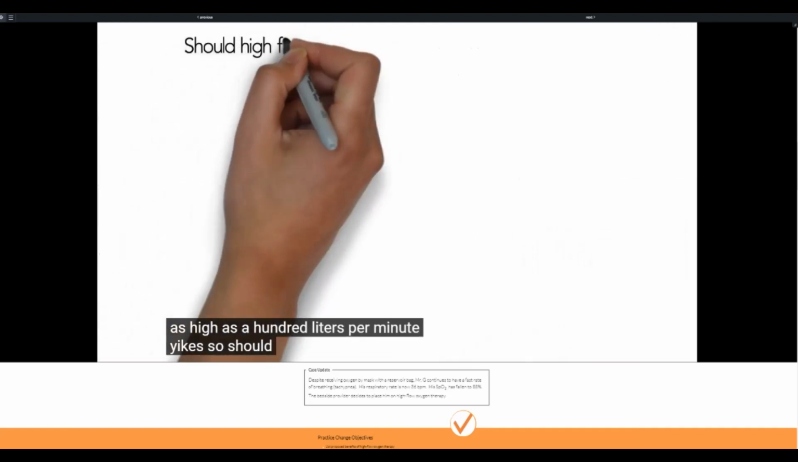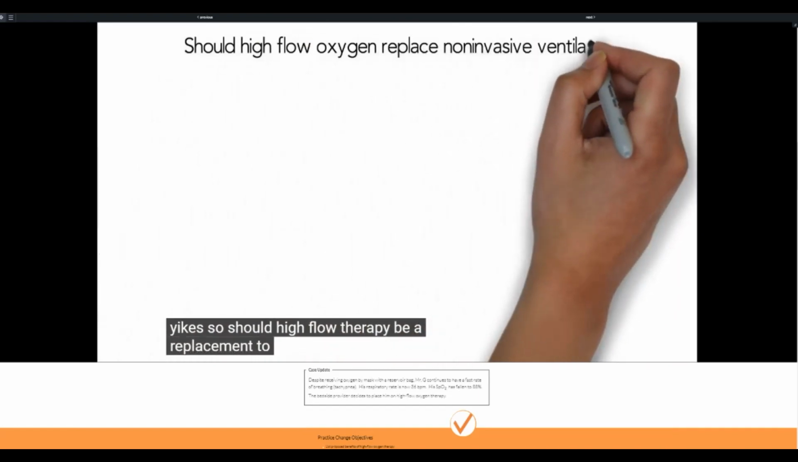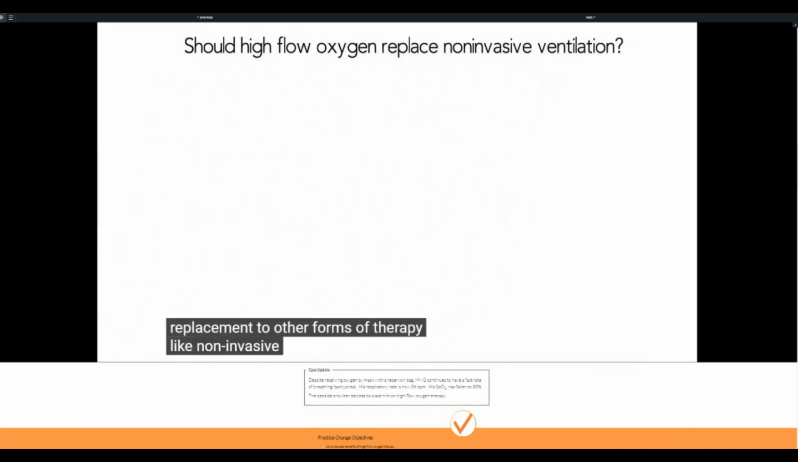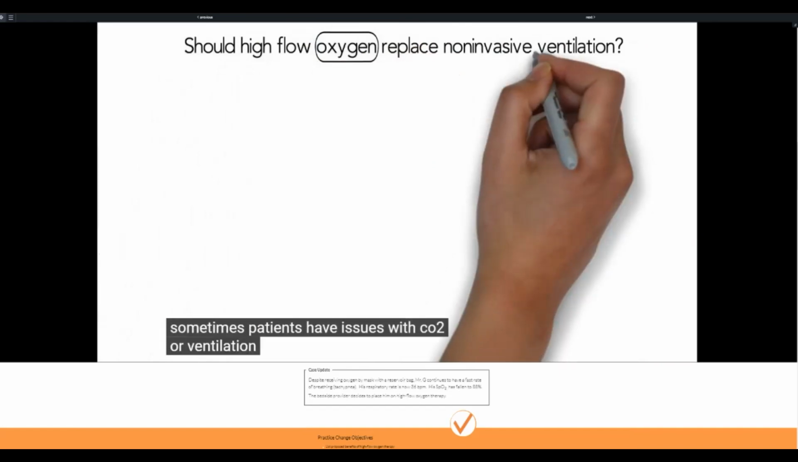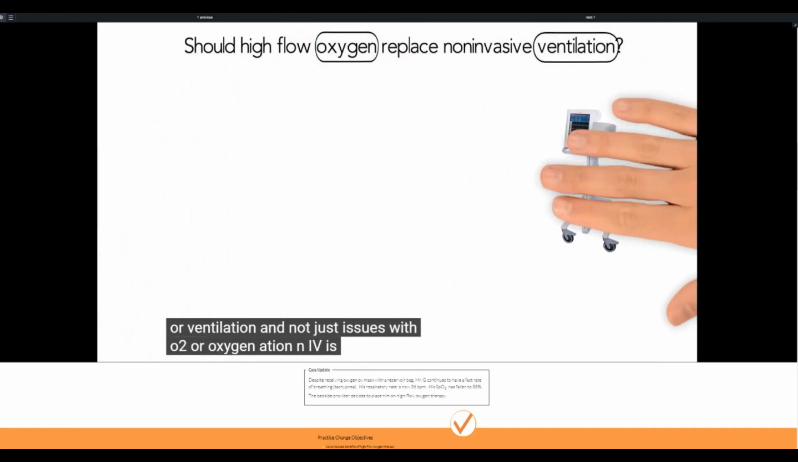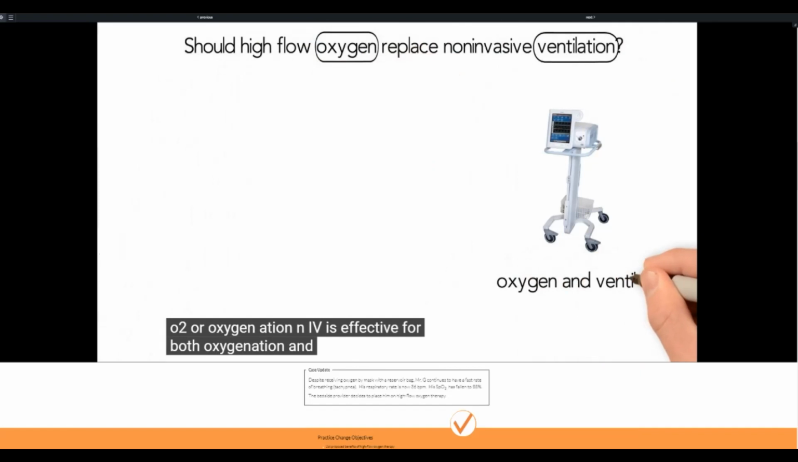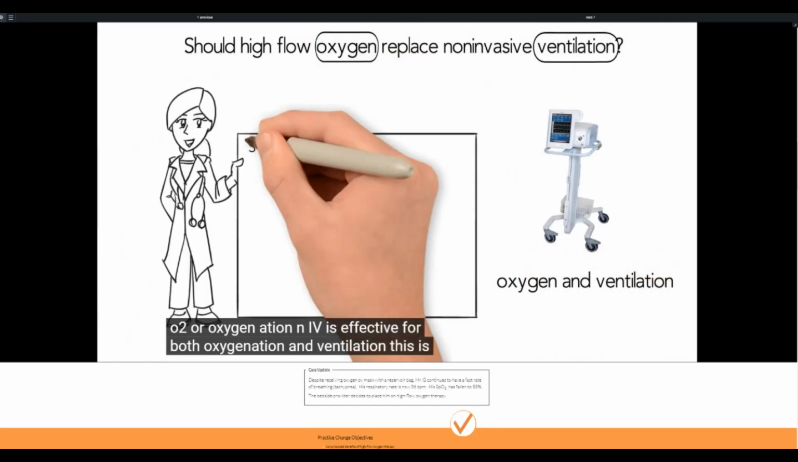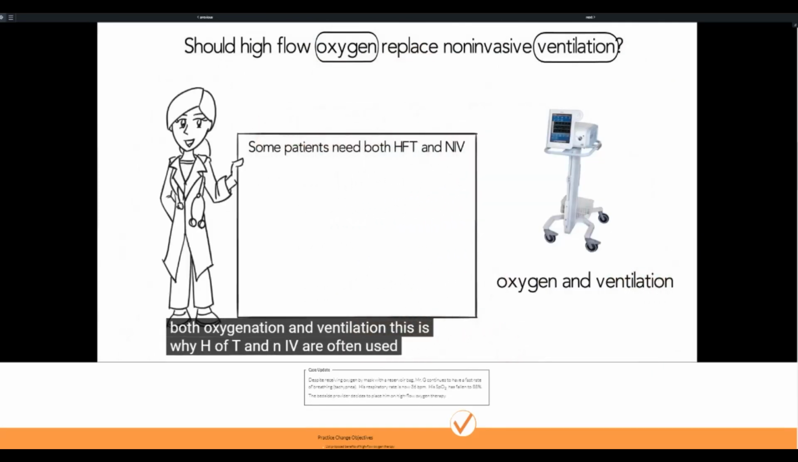Yikes. So should high flow therapy be a replacement to other forms of therapy like non-invasive ventilation? The answer, absolutely not. High flow oxygen delivers just that, a high flow of oxygen. But sometimes patients have issues with CO2 or ventilation, and not just issues with O2 or oxygenation. NIV is effective for both oxygenation and ventilation. This is why HFT and NIV are often used together on some patients in a complementary fashion.